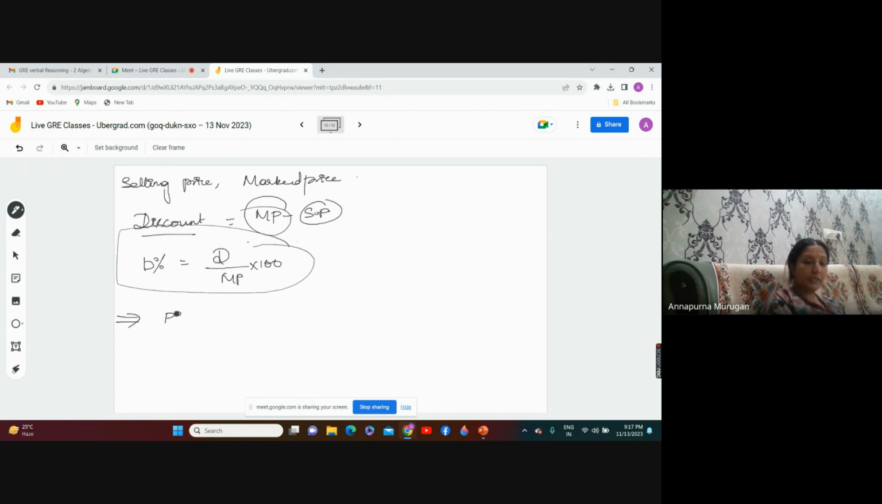First, they gave a discount of P%. Then second, they again gave Q% discount. Then again, they gave R% discount. So like this, they started giving multiple discounts on one item. You would have seen it during Diwali time, with so many discounts: Diwali, New Year, Christmas. So on one item they give so many discounts.